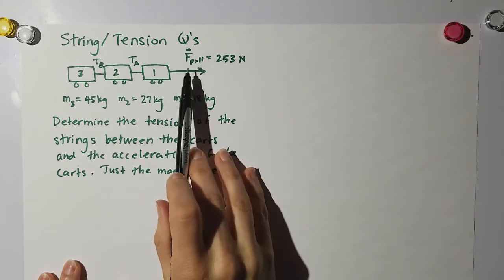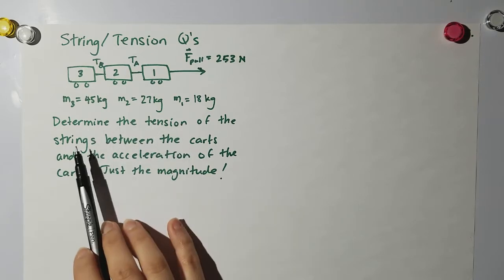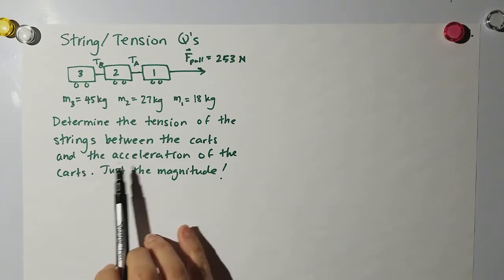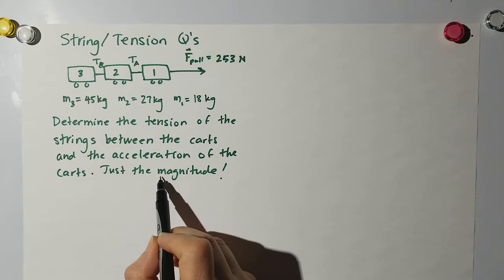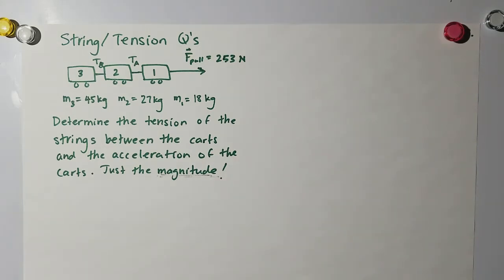All right, we know the force of the pull, and what I'm asking you to do is solve the tension of the strings between the carts and the acceleration of the carts. We're only going to solve for the magnitude because really that's all you need in this question. So what I would like to do is first start doing free body diagrams of all the carts.